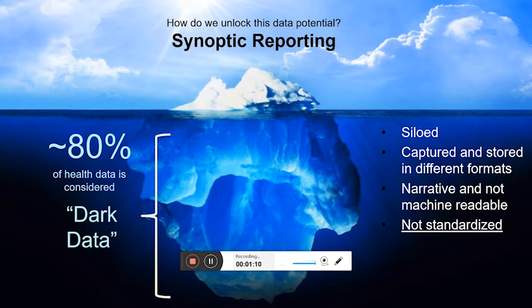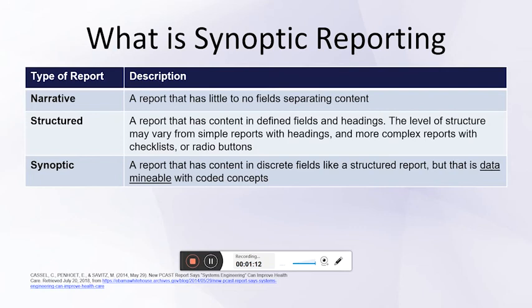So what is synoptic reporting? I broke down 3 levels of reporting here. We have narrative reports that have no fields or anything separating it. It's just a blob of text. Structured reports that has defined content and headings. And some might even have checklists and radio buttons, for example, or pick lists. And then we have synoptic reports.